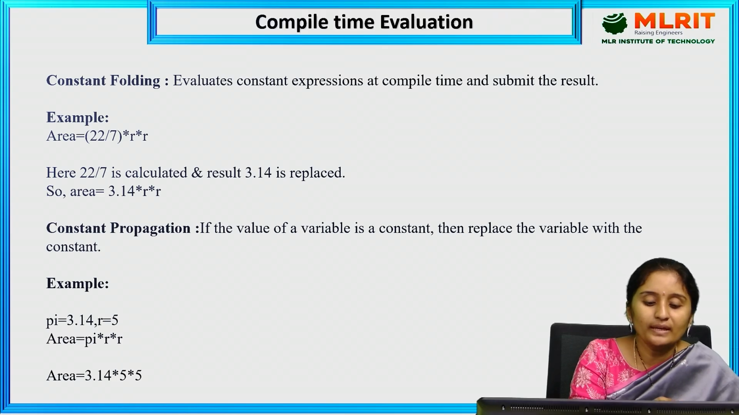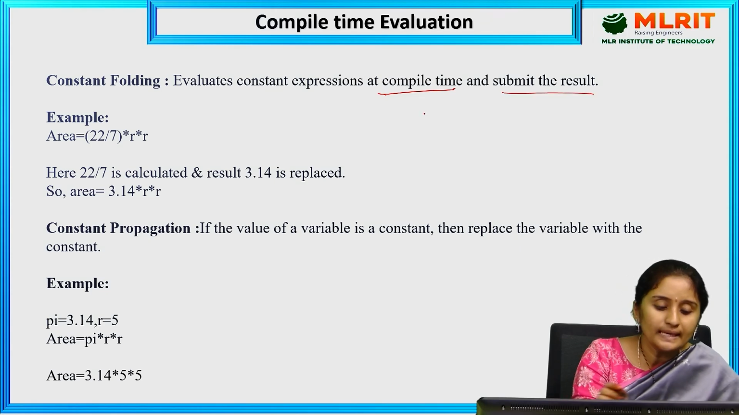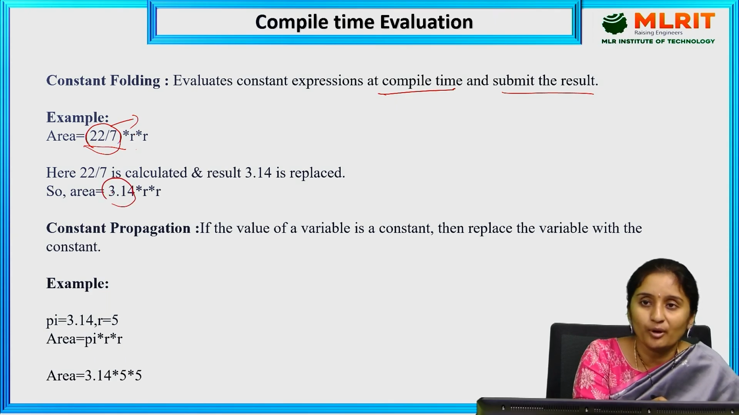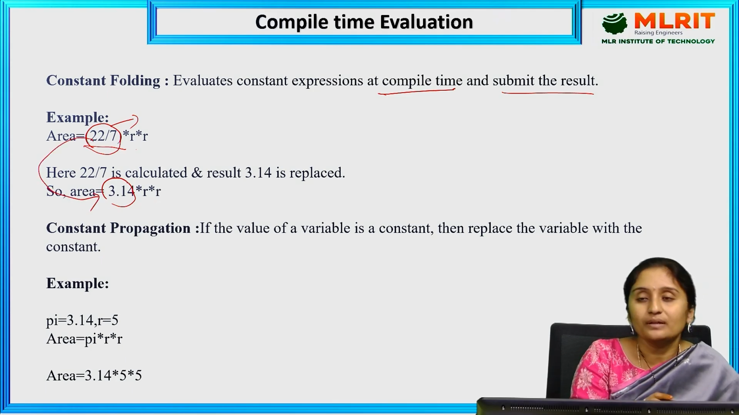Constant folding is where we evaluate the constant expressions at compile time and submit the result. See here, area equal to 22 by 7 into R into R. Here, this is the constant value. This constant value we are going to evaluate, and we are going to write here the value 3.14 into R into R. So these things are done at compile time. We are going to compute it and give the value of it here. So that is constant folding.